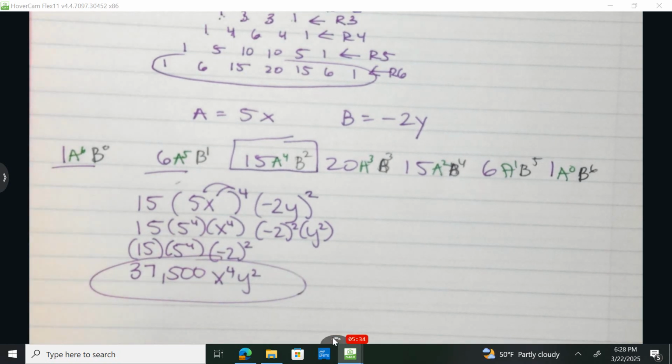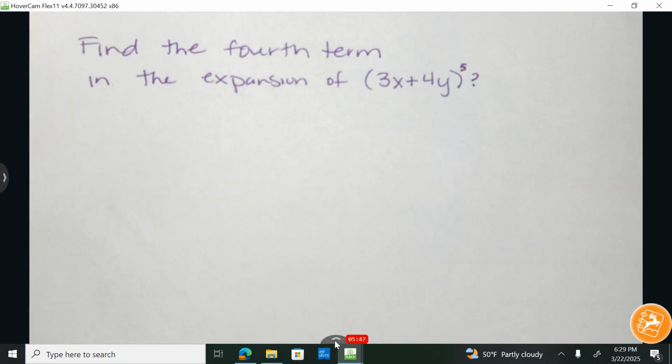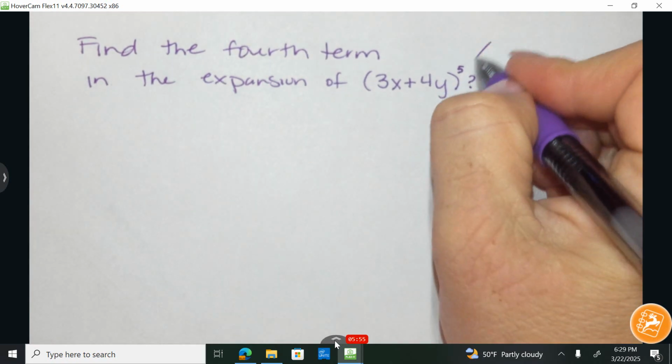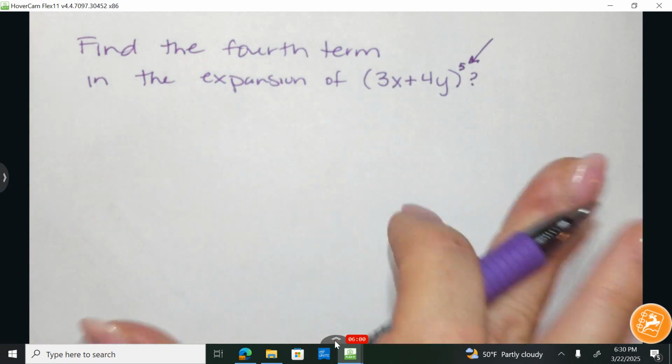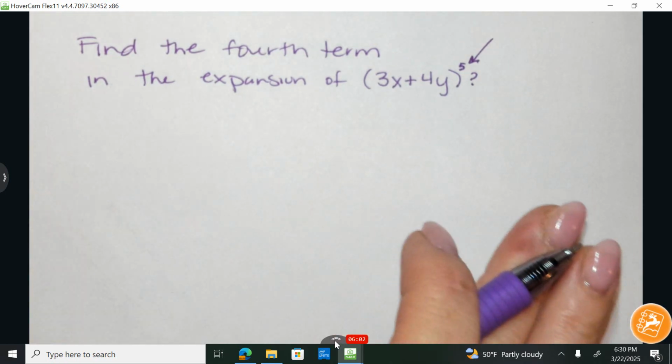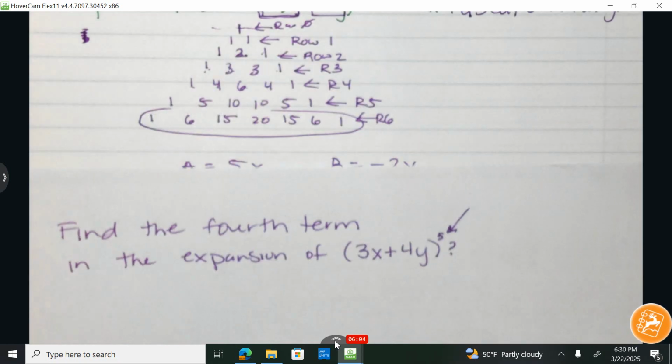I'm going to press pause and we're going to practice another problem like this. Find the 4th term in the expansion of 3x plus 4y raised to the 5th power. So this tells you what row in Pascal's triangle. I want to explain once again, even though it'll be much simpler, and for the final example, similar to this question, I'll just go back to this picture.